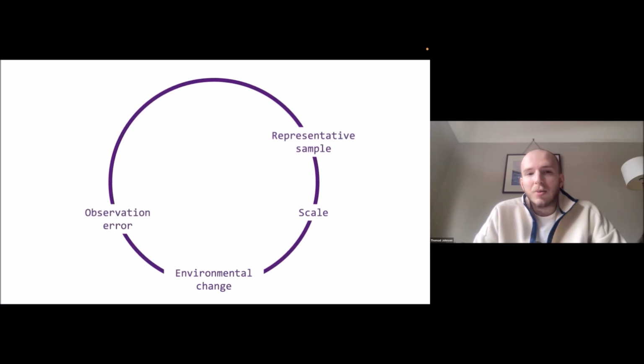We also need to recognize the observational error. When you're working on these data sets, there are so many zeros in the data, and it's generally unclear whether those zeros are actual zeros of extinctions or emigrations, or whether they're just simply misdetection.